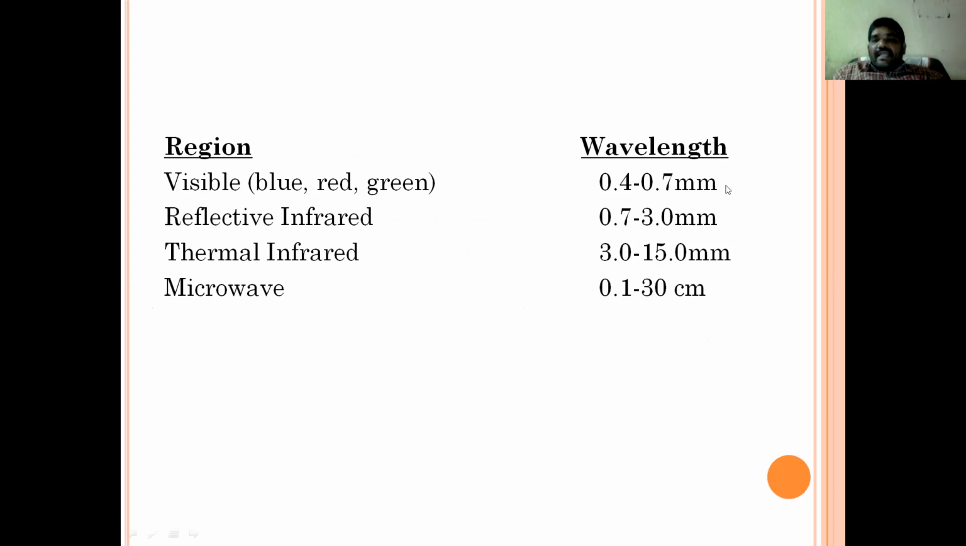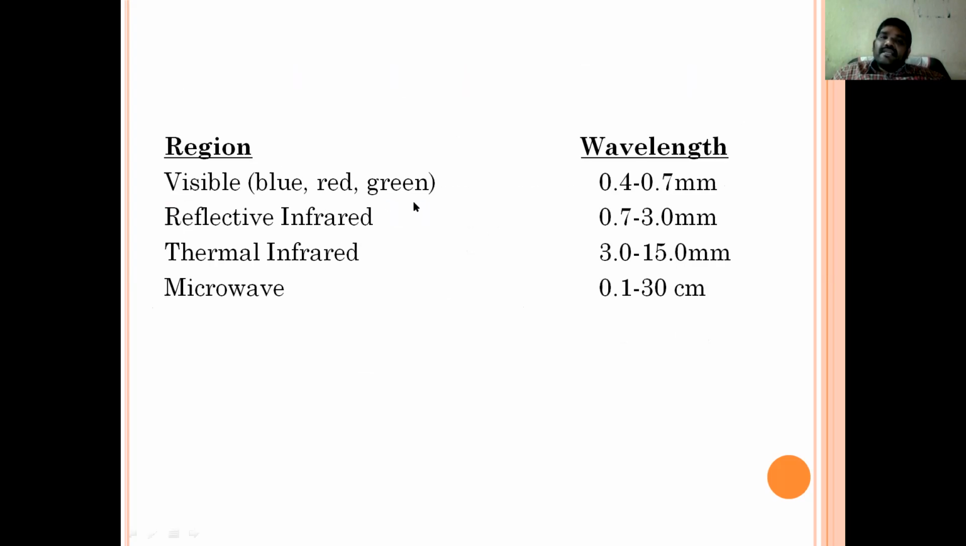Visible, if the energy is stored in the visible region of the electromagnetic spectrum. What is this electromagnetic spectrum? That we'll discuss in the same class. See here, visible is 0.4 to 0.7 mm of wavelength. The energy is stored with 0.4 to 0.7 mm wavelength, and we just name it as optical remote sensing.